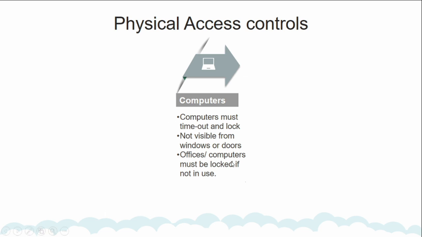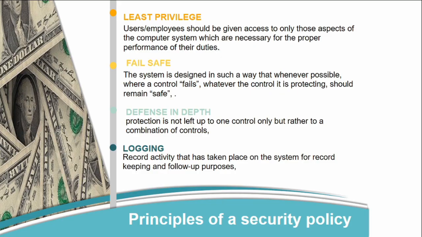If we are not using our computers and we're not using our offices, we must lock our computers away. And you often see lecturers having this thing called a Kensington lock. It's a little wire cable that they put onto their laptops in order to lock their computers away. So now we've dealt with physical access controls.